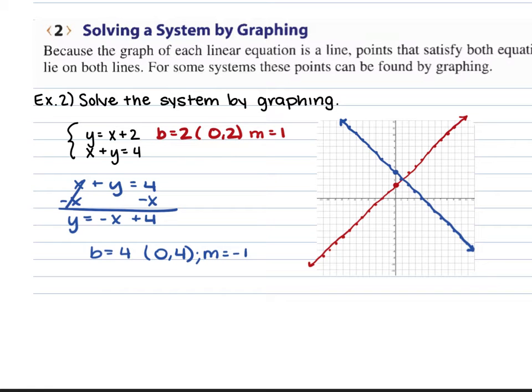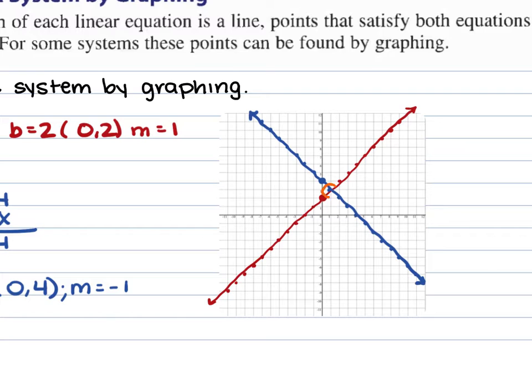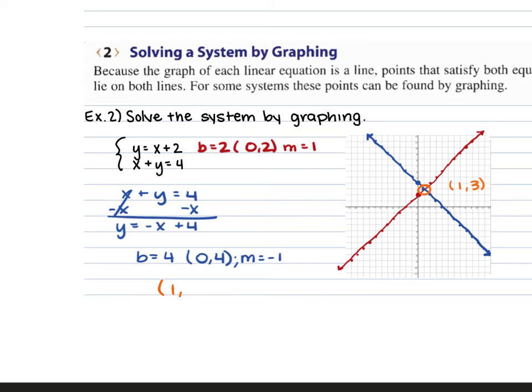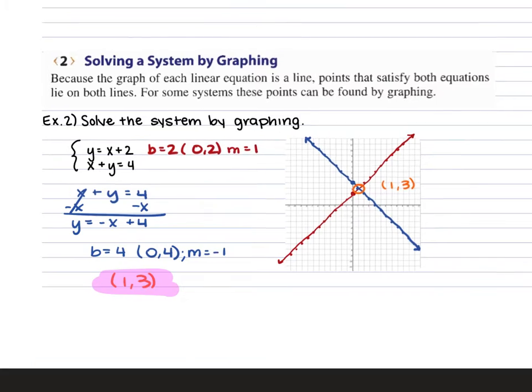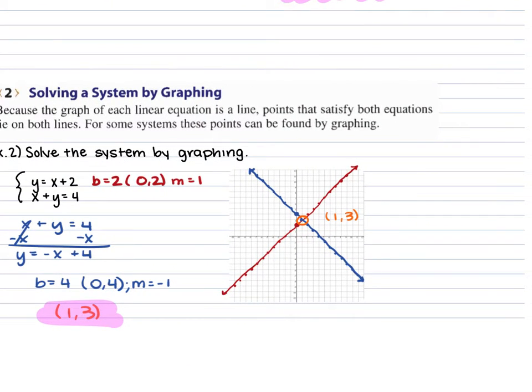The ordered pair that's my solution is where these two lines intersect. So if you see here, this ordered pair right here, which is the ordered pair (1, 3), is where these two lines cross. That's going to be my solution. You can always check your solution by plugging that ordered pair into the original equations they give you and see if you get true statements, just like we did with the section before this.